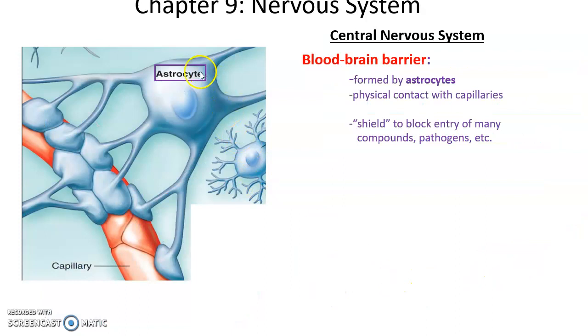And the astrocytes form the blood-brain barrier. So the astrocytes send out processes that then cover the blood capillaries, making physical contact with the blood capillaries and limiting what can leave the bloodstream and enter the nervous tissue. And this acts as a shield to block entry from a lot of different kinds of compounds, pathogens, and so on, to isolate and protect the neurons as much as possible anyway.